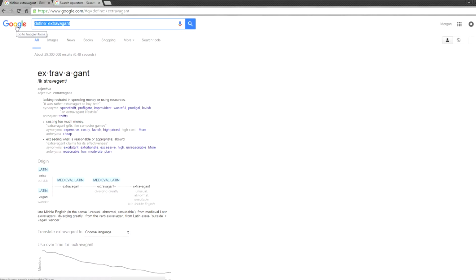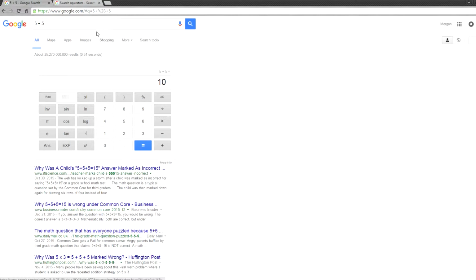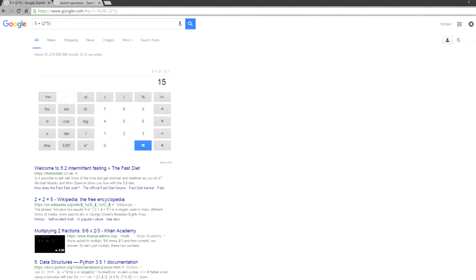One other function that Google has is it can do math. So you can just type in 5 plus 5, and it actually brings up a calculator that you can do further math with from whatever you are working with, which is really nice if you don't have a calculator around. And it's actually very powerful. It can work with pretty much whatever your math needs are, as long as you know how to type it into Google. It will figure it out for you. So 5 plus parentheses 2 times 5, and we get 15.